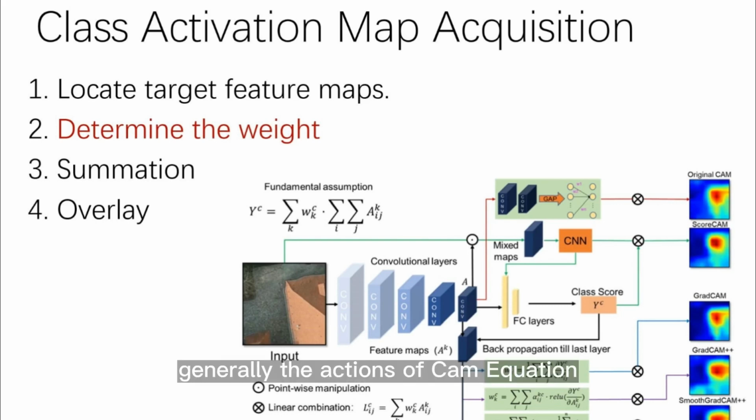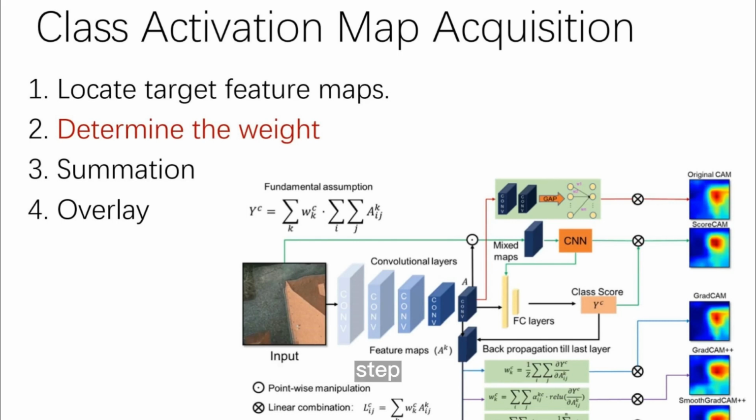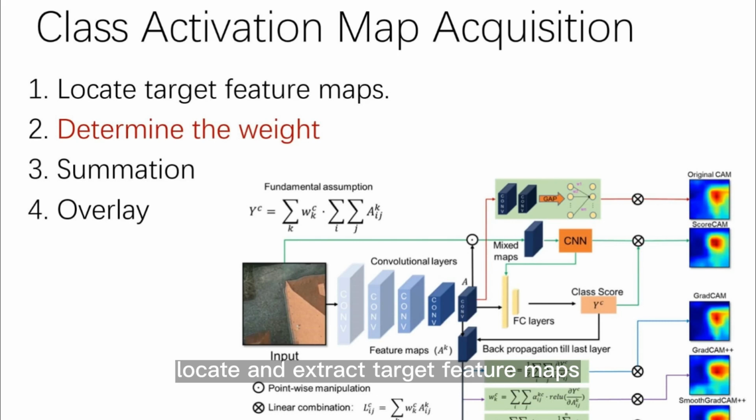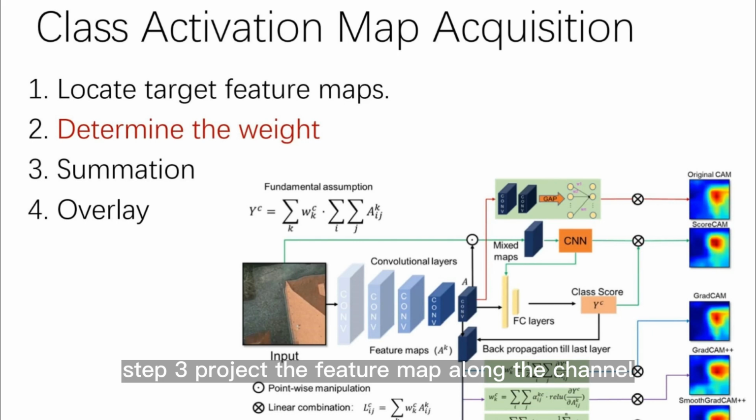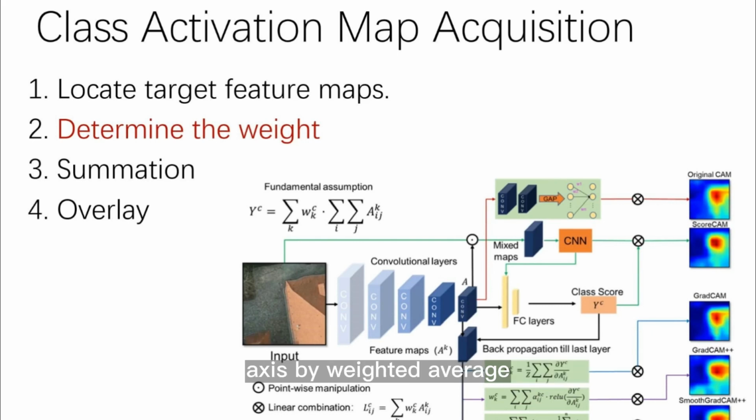Generally, the actions of the CAM equation are nothing more than 4 steps. Step 1. Locate and extract the target feature maps that need to be visualized. Step 2. Determine the weight of each channel of the feature map in some way. Step 3. Project the feature map along the channel axis by weighted average to a 2D map. Step 4. Normalize the heat map, resize it by interpolation, then overlay it upon the original image.